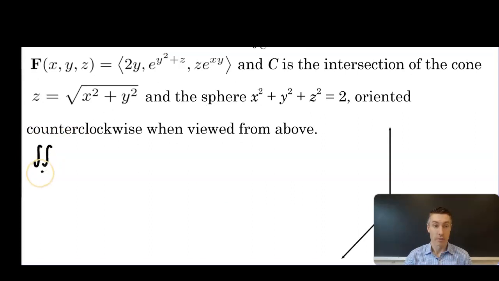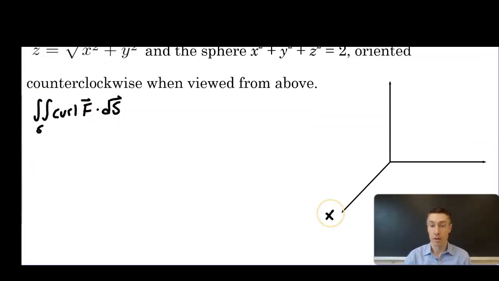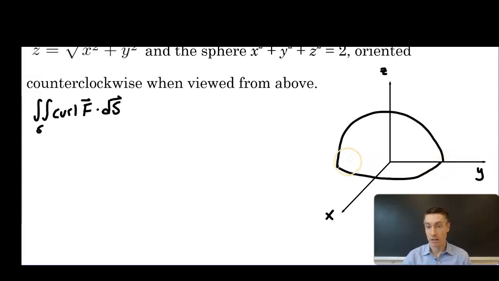Okay, so if we're using Stokes, that means we're going to a surface integral instead. And really the focus of this particular problem is on the surface itself. So we have x, y, and z. We have a sphere of radius root 2. We only have to focus on the top half because the cone is up here. There's the intersection of the two. So there is the boundary, counterclockwise, so we're moving in this direction along C.